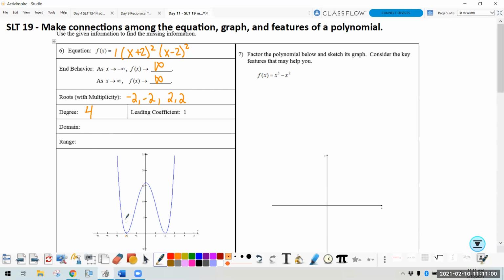So with this graph, I can actually see the max and min of my y's and x's. Domain is still going to be all real numbers. The range, the smallest y value is 0, and then it goes up. So we're going to have y is greater than or equal to 0. Okay, 7. Factor the polynomial and sketch the graph. Pause the video and try that.